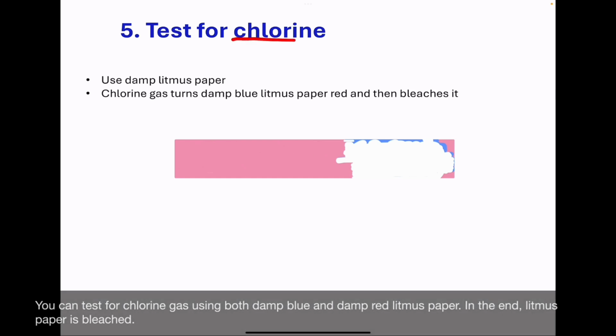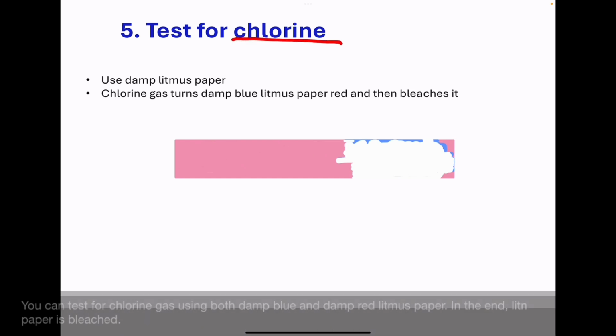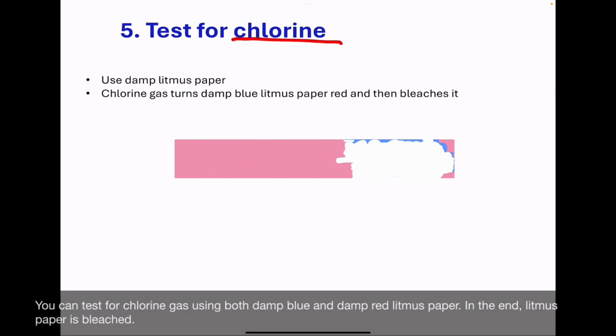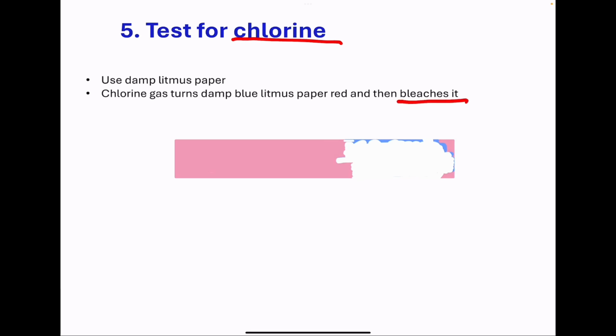Next we test for chlorine gas. Chlorine gas can be tested by both damp red or damp blue litmus paper, but it's better to test with damp blue litmus paper because we're going to see two changes. With damp blue litmus paper, it's first going to be turned red and then it's going to be bleached. But with damp red litmus paper, it's just going to be bleached.